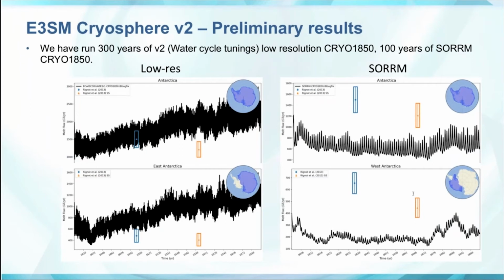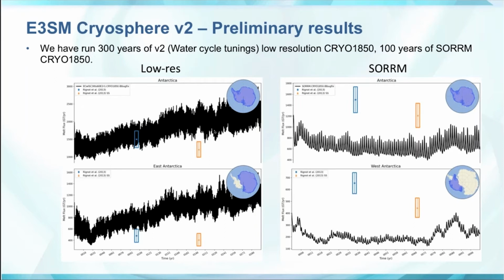So some preliminary results. I'm going to first focus on a pair of simulations that we've done that were run using the V2 water cycle pre-industrial control tunings. These are both under 1850 conditions. We've only just recently started running SORM under 1950, so for now, we'll just stick with 1850. For the low resolution, we've run 300 years. And for SORM, we've run 100 years. So the time scales are different on the time series, but I want to show the full results that we have.